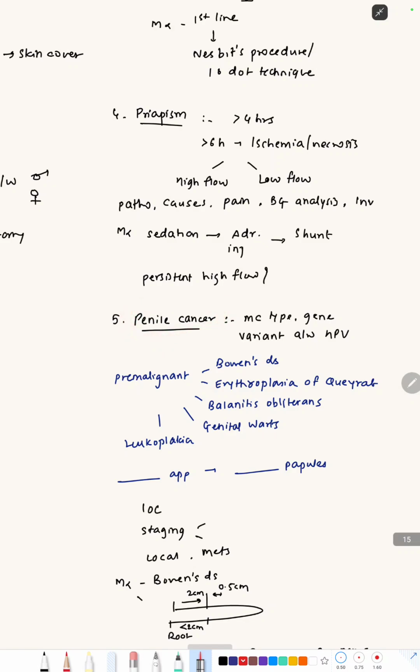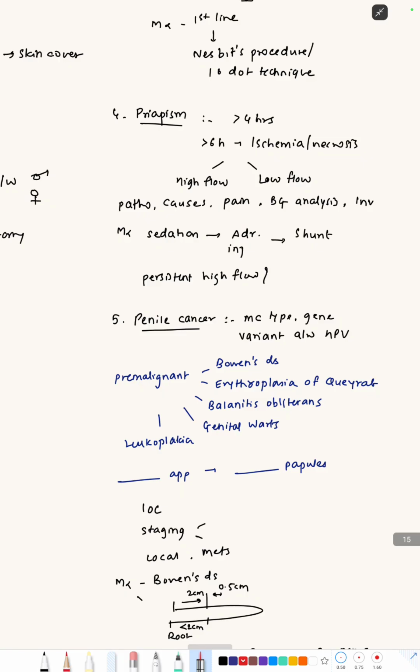Penile cancer. In penile cancer, the most common type is squamous cell carcinoma. The most common gene involved is the p53 gene, and the variant that is associated with human papilloma virus is called the Buschke-Lowenstein tumor. It is similar to Ackerman's tumor of oral cancer.